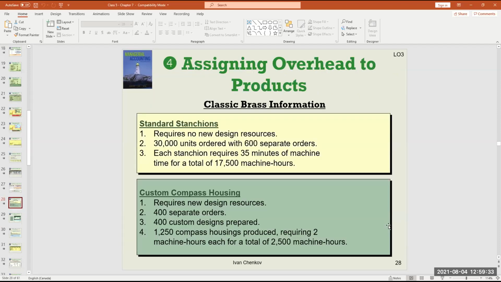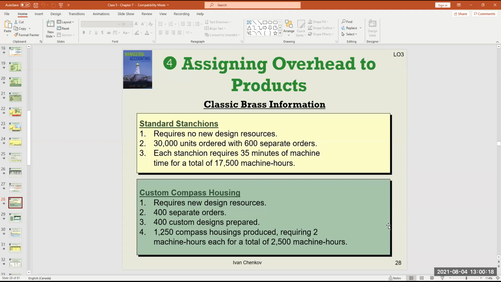Next thing, in the company, we have two divisions. One producing standard sanction, the other one producing custom compass housing. For the standard sanction, we have these activities inside. It requires no new design, so the cost for the new design is not going to be applied here. We're going to have 30,000 units ordered with 600 separate orders. Each sanction requires 35 minutes of the machine time, total of 17,500 machine hours.